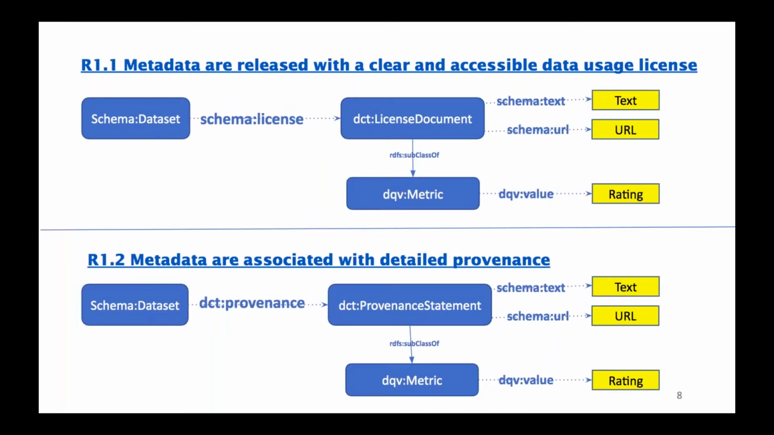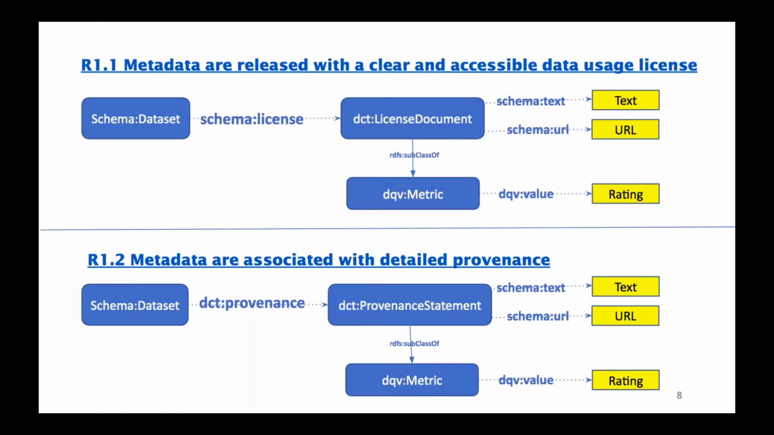And then we have R1.2: metadata are associated with detailed provenance, and we are using DCT provenance to link the dataset with the class called provenance statements, and we are indicating all the provenance related to this dataset, and we give it a metric value.